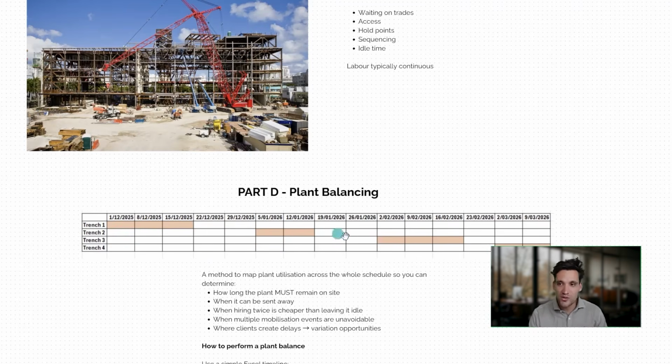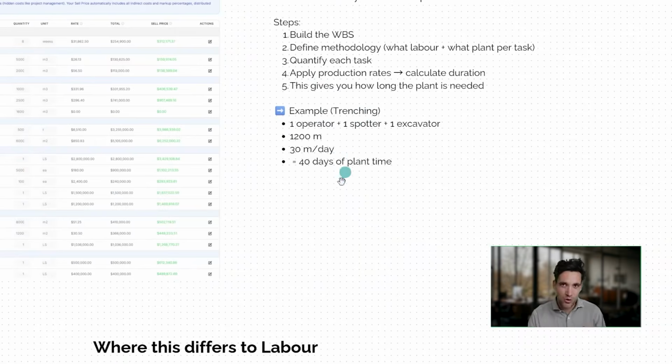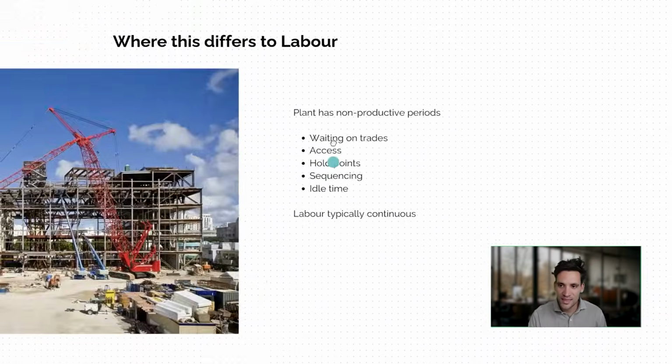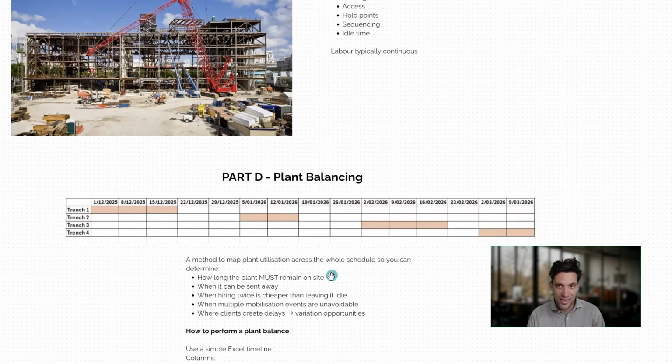But then for whatever reason, during this period of time, there's other works going on and we can't do the trenching. There's going to be a gap. Then we've got another 3 week trench we need it for, which is continuous, another gap, and then 2 weeks we're going to need it for this trench. Following this methodology, all we've allowed for is the actual time the plant was productive. So 3 weeks plus 2 weeks plus 8 weeks plus 10 weeks. But if we look at this overall, the plant is going to be on site for 15 weeks, not the 10 weeks that is currently in our estimate.